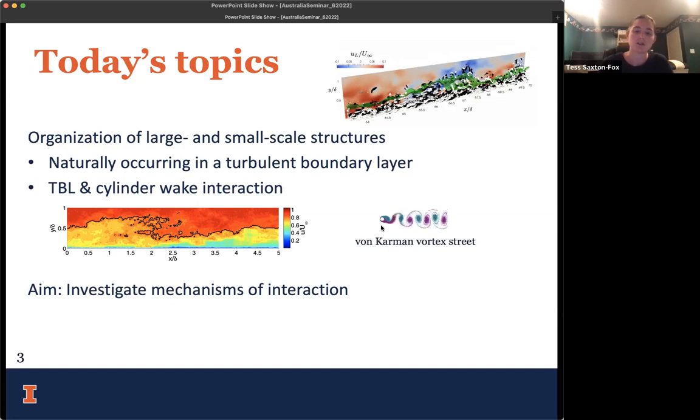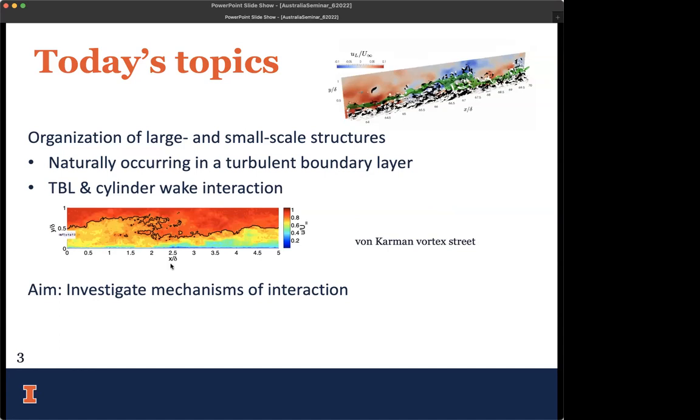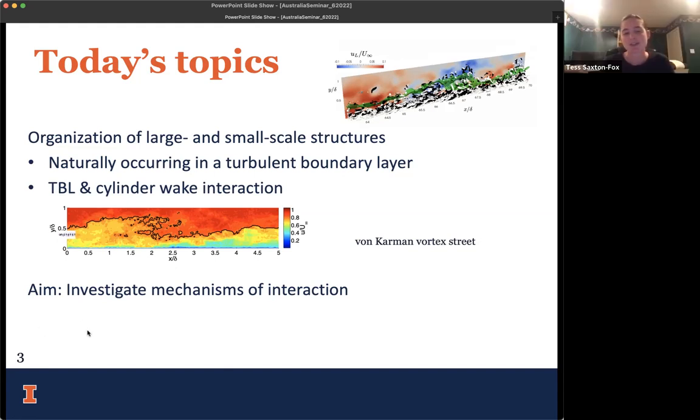So I'll put a very small cylinder in my boundary layer, which will shed very small vortices, and I'm going to see how those vortices and the larger structures of the turbulent boundary layer are interacting. My aim here is really to distill out and ask questions about the fundamental mechanisms that are underlying these interactions, and how we distinguish different potential mechanisms through careful data analysis.